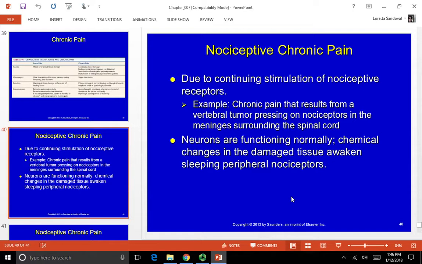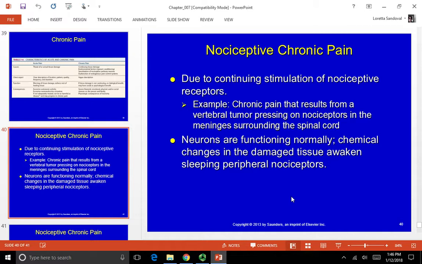So we're going to start to distinguish between nociceptive chronic pain and neuropathic chronic pain. We're going to talk about nociceptive chronic pain here, and then as we go into chapter 8, we're going to talk about neuropathic chronic pain. So nociceptive chronic pain is pain that is due to continuing stimulation of nociceptive receptors. For example, chronic pain that results from a vertebral tumor pressing on nociceptors in the meninges surrounding the spinal cord. There's continual stimulation of nociceptive receptors. The neurons are functioning normally.